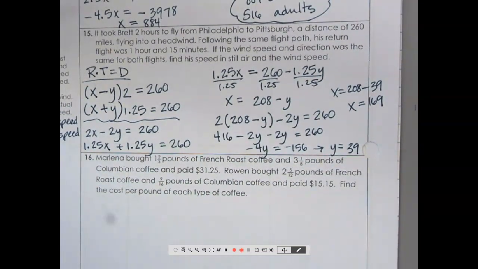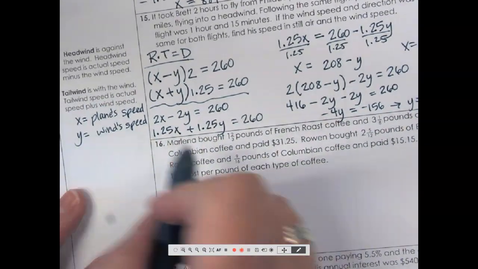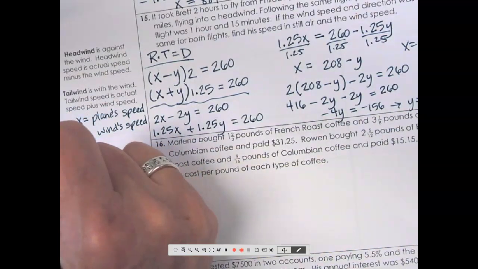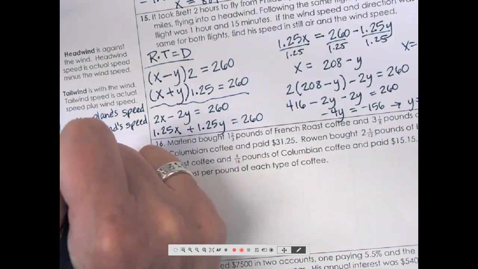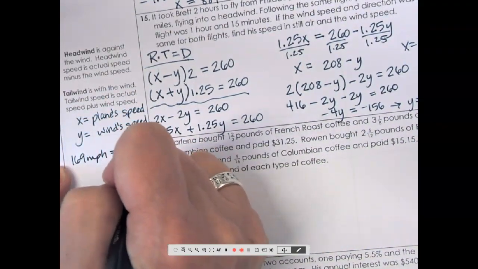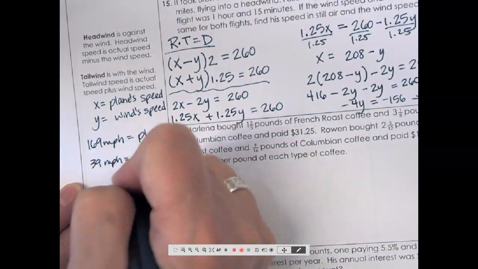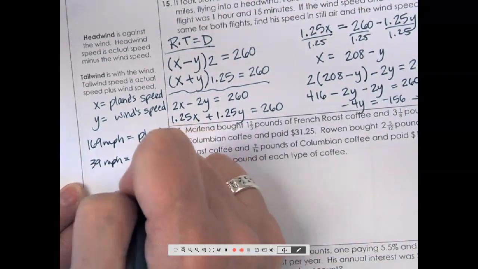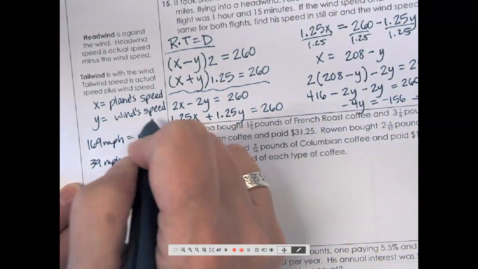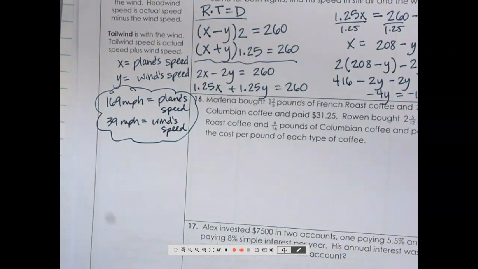Okay, so to answer the question, what would this speed be in? Miles per hour. Okay, so, run out of room. Write too big. Okay, so the plane speed would be 169 miles per hour. And then 39 miles per hour is the wind speed. Question.